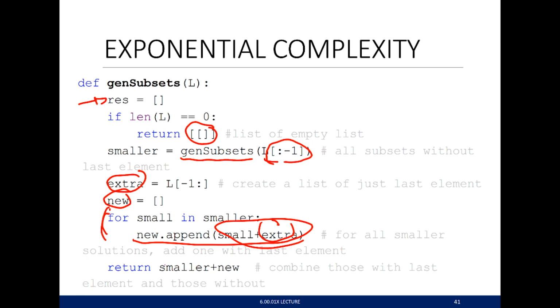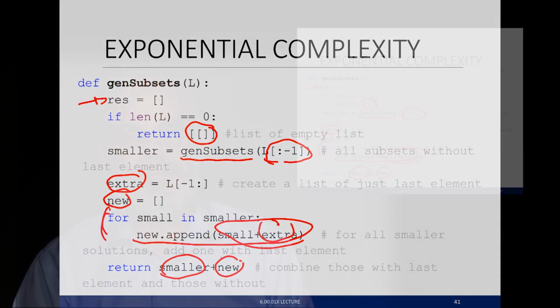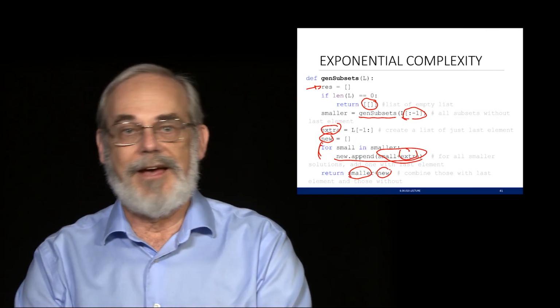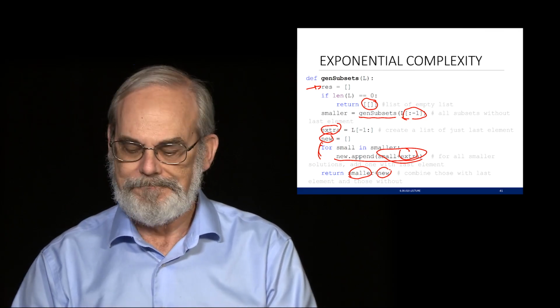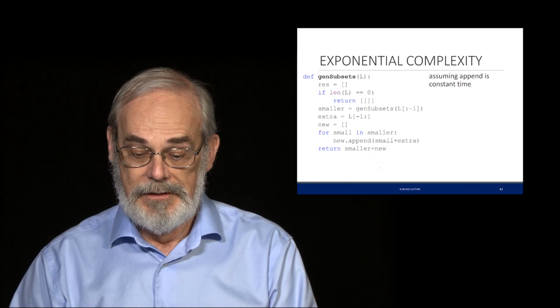And then finally, I just return every solution without the last element and every solution with the last element. It's a wonderful piece of recursive coding. And in, I don't know what they have here, about 7 lines, I've come up with a great solution to it. Having said all of that, now I just want to look at the complexity. Why is this exponential in size? And let's look at that.